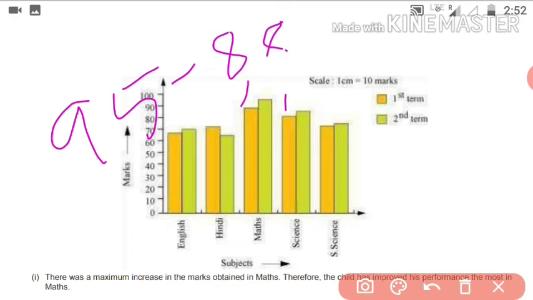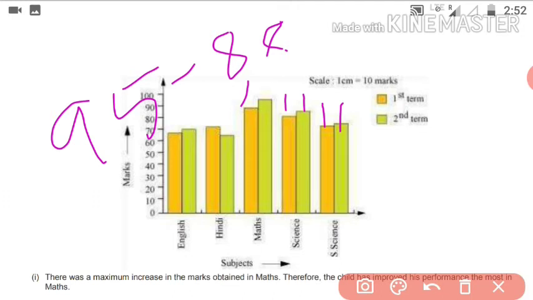And for science, first term 81 and second 85. So how much is it increasing? Only 4 marks. In the same way for social science also, first it was 73 and next 75. Means it only increased by how many marks?